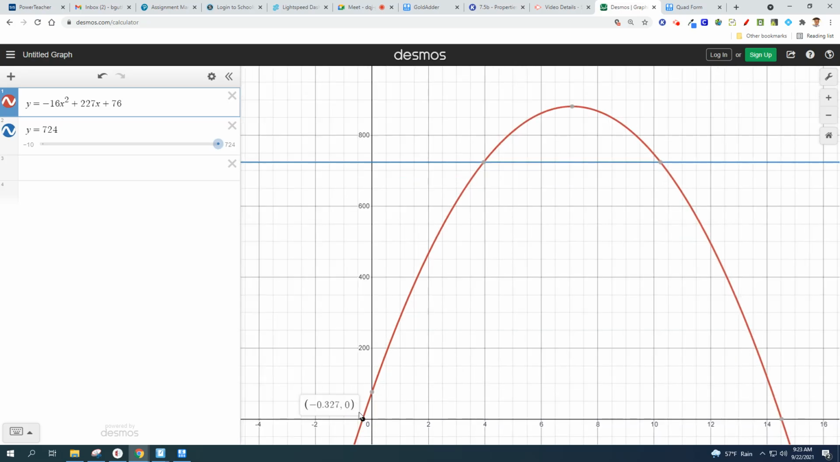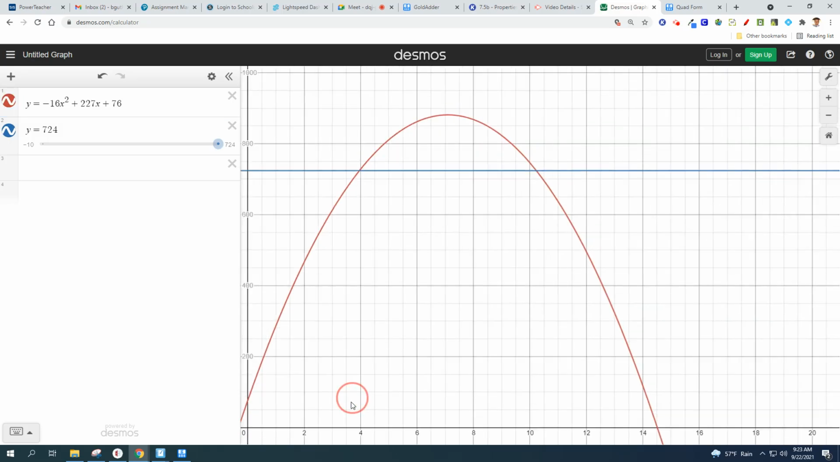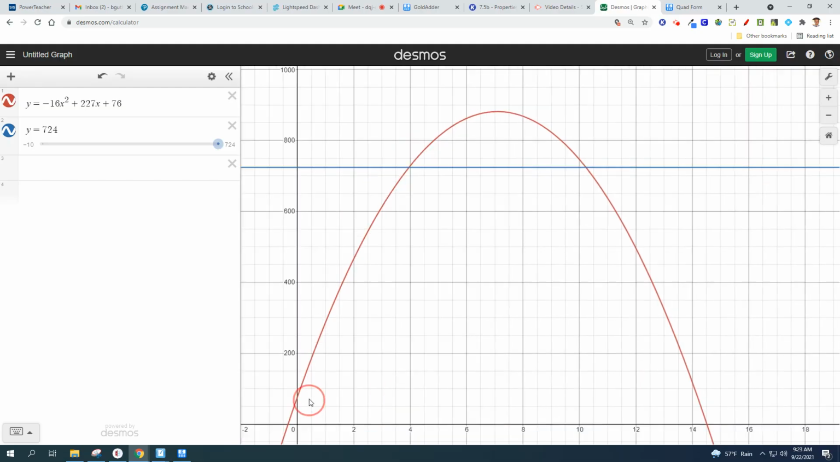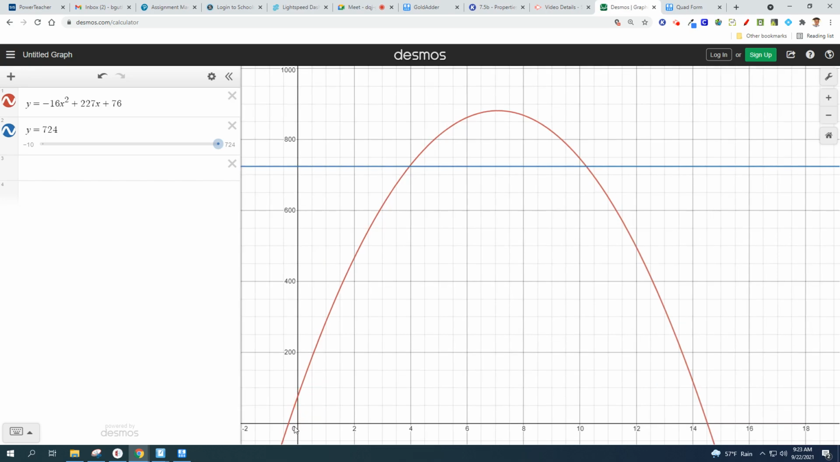we ignored this point because you don't really care about negative time. Really, the time starts at 0. So we don't care about anything on this graph before this. But if you're just looking at the graph, yeah, that's where it hits the axis. And so that's one of the solutions, and that's one of the solutions.